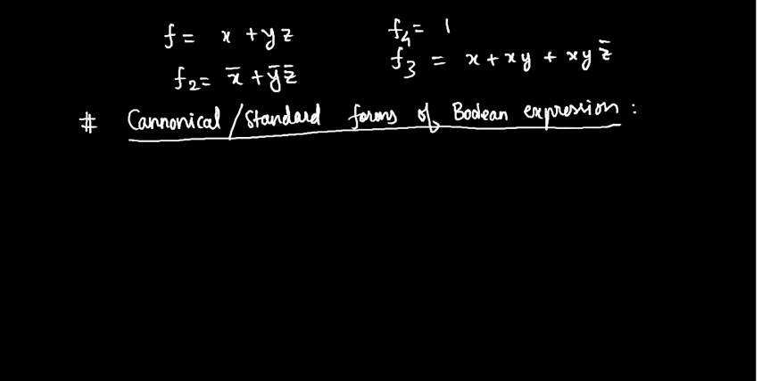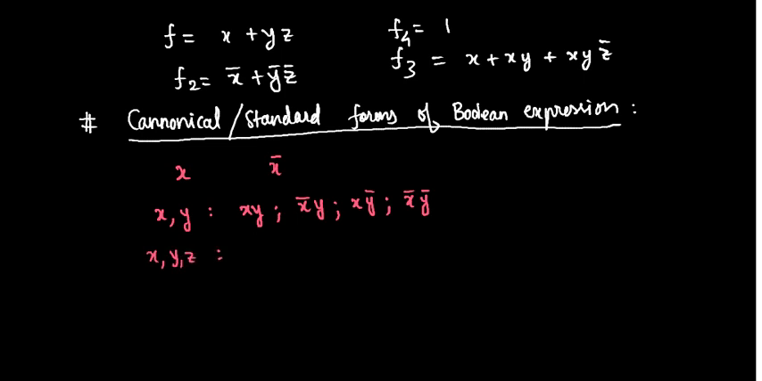So let me code this. Say for example, first take any variable. Let's say it's x. There are two possibilities. It may be available in x, or it may be available in x bar. What if there are two variables x, y? There are 4 such possibilities. It may be x y, x bar y, x y bar, or x bar y bar. What if there are 3 variables x, y, z? You will have 8 such combinations.